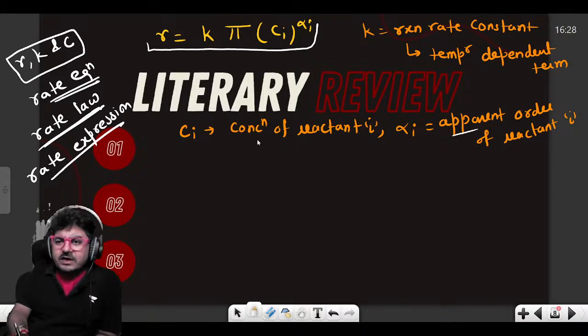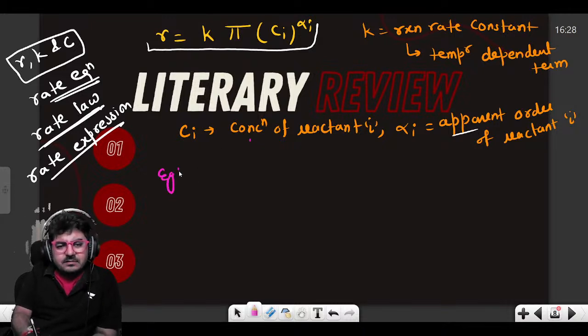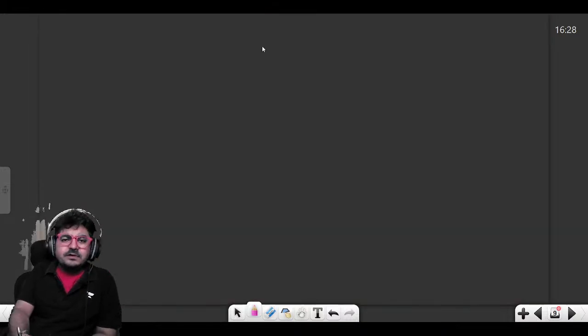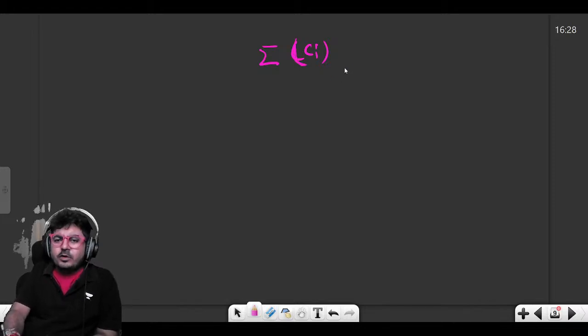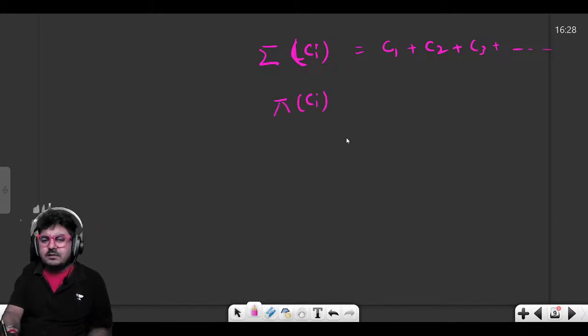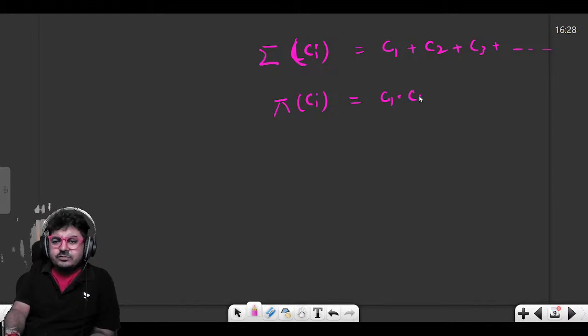ओके, तो यहाँ पे होता क्या है, कैसे लिखते हैं, ये सब आपको पता होगा। अगर in case anyone has any doubt, so again I am repeating. Suppose, I hope you guys know the meaning of normal summation. ठीक है, अगर मैं लिखता हूँ normal summation, let's say Ci, so what is the meaning? You know that it means C1 plus C2 plus C3 and so on. Similarly, if I write product summation Ci, it means C1 into C2 into C3 into so on.